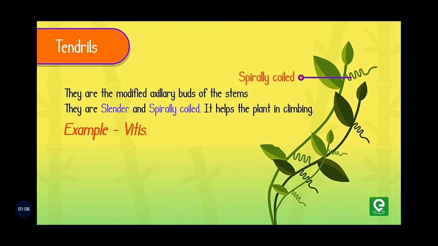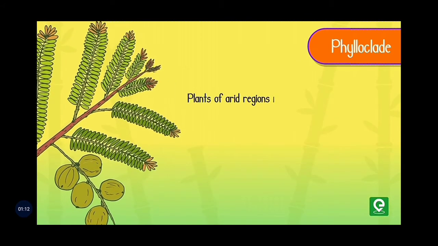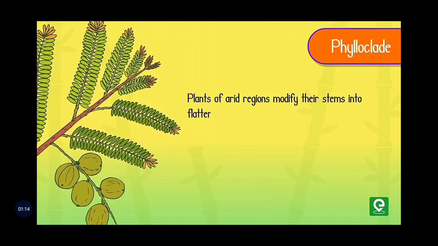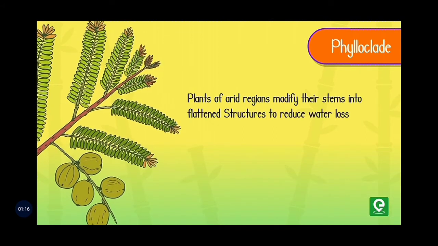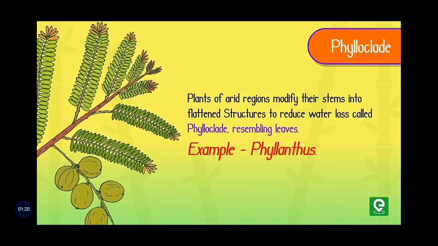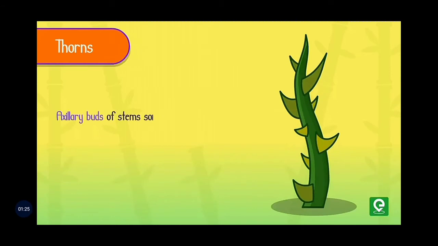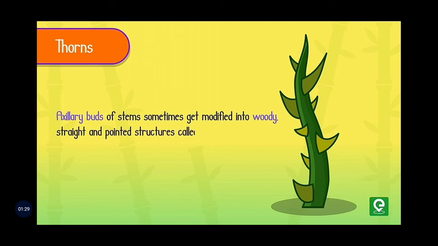Examples: Vitis. Phylloclade. Plants of arid regions modify their stems into flattened structures resembling leaves to reduce water loss, called phylloclade. Example: Phyllanthus. Thorns. Axillary buds of stems sometimes get modified into woody, straight and pointed structures called thorns. Example: Hygrophila and Carissa.